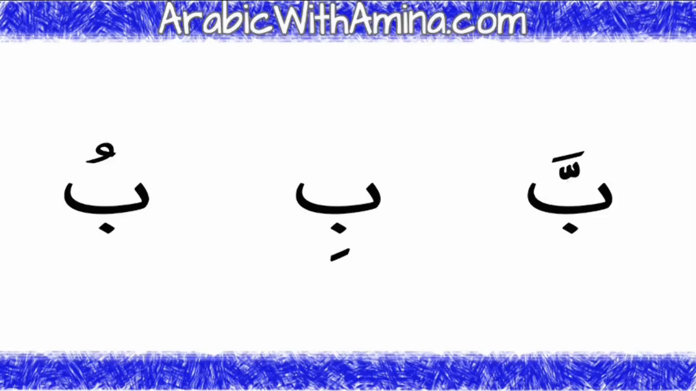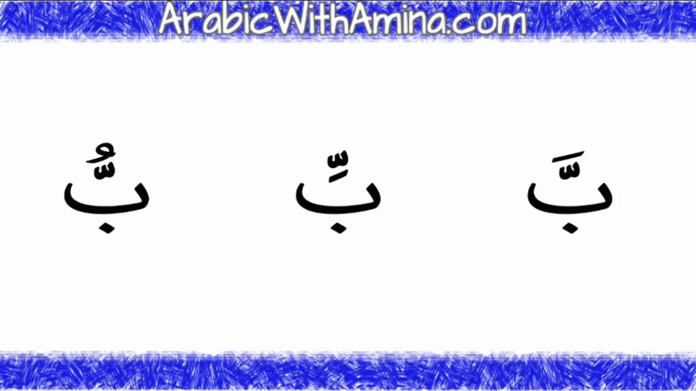For the kasra, the shadda is on top of the letter, but the kasra is not written underneath the letter. Instead, the kasra is written underneath the shadda. And for the dhamma, the dhamma is on top of the shadda. So this is what it is like.